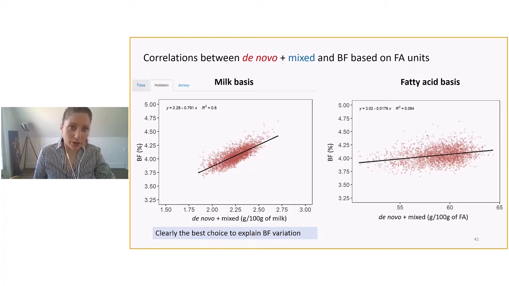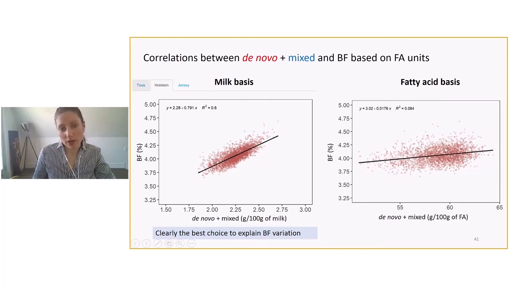Here is the correlation between the de novo and mixed fatty acids and butterfat, based on the fatty acid units. If we look at the milk basis and only at the Holstein herds, comparing de novo plus mixed fatty acid per 100 grams of milk to butterfat, we see a strong correlation between the two, a 60% correlation. If we look at a fatty acid basis, again looking at de novo plus mixed compared to butterfat, we see that the correlation is pretty flat, near zero.